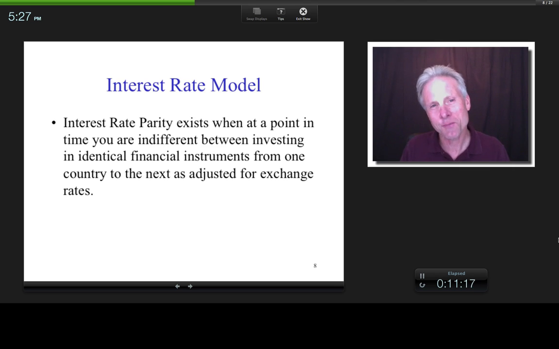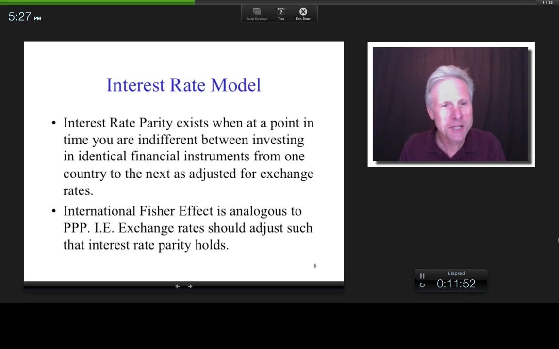So essentially, what is interest rate parity? Well, essentially, interest rate parity means that when you're thinking about investing in, say, a Japanese yen 3-month T-bill or a US dollar T-bill, the expected exchange rate at the time that you invest should be such that you don't care whether you invest in the US T-bill or the Japanese yen T-bill. And the international Fisher effect says that the exchange rate should adjust over time such that that is true, or in other words, such that interest rate parity holds. So probably the easiest way to illustrate this is with an example. So let's do an example.